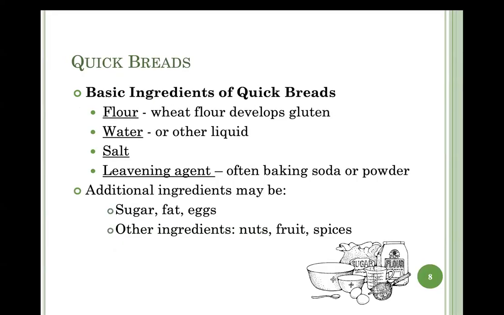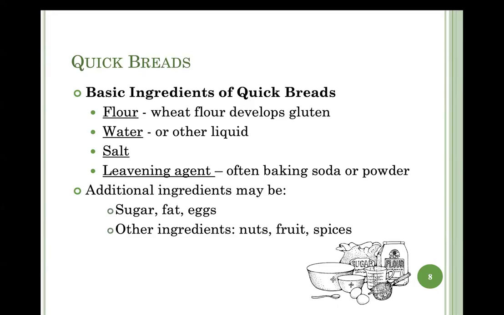So the basic ingredients for our quick breads, we have our flour. Obviously, we can use wheat flour to develop the gluten. We can use different types of flours. We can use a combination of both. All right, so we can do potato flour or with wheat. We can do cornstarch and wheat, whatever you'd like.